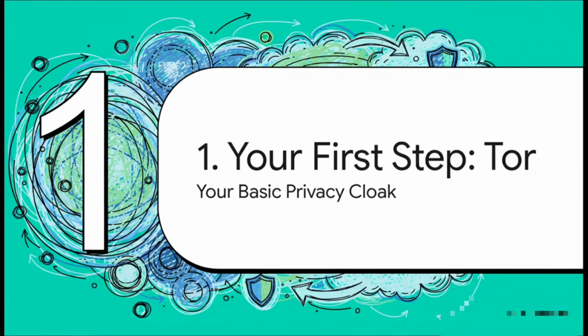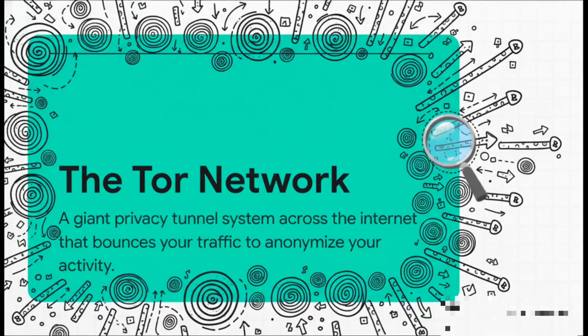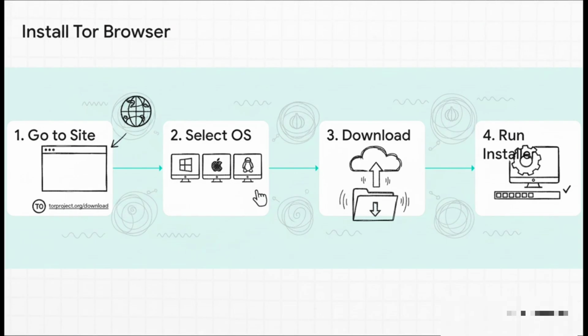So our first stop is the absolute cornerstone of accessing the dark web safely, the Tor browser. You can think of this as your main gateway and, really, your first layer of digital armor. The Tor browser works by connecting you to something called the Tor network. The best way to picture this is like a giant worldwide system of secret tunnels run by volunteers. When you go to a website, your connection gets bounced randomly through a few of these encrypted tunnels before it gets to its destination. This makes it incredibly hard for anyone watching to figure out where you're coming from or what you're doing.